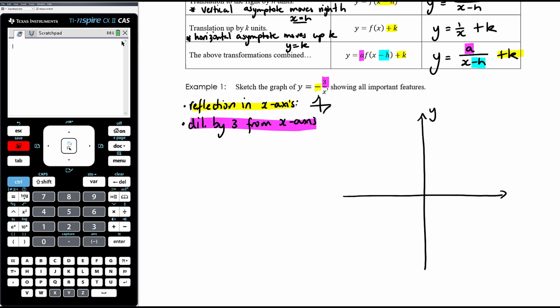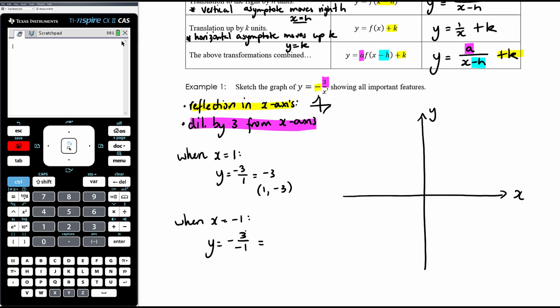With no translations, the asymptotes are still the x and y axes. Because the asymptotes are the x and y axes, we don't have any axis intercepts, and so we need to mark a point on the graph. So any point you want, when x equals 1, for example, y would equal negative 3 over 1, which is negative 3. So that's the point 1, negative 3. You might also choose to do when x is negative 1. Sometimes it's good to have a point on both branches of the hyperbola. So y would be negative 3 on negative 1, which is positive 3. So that's the point negative 1, 3.